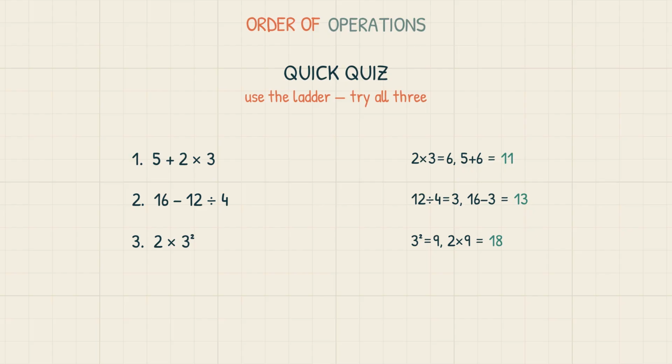16 minus 12 divided by 4. Divide first. 12 over 4 is 3. 16 minus 3 is 13. And 2 times 3 squared. The index first. 3 squared is 9, times 2 is 18.